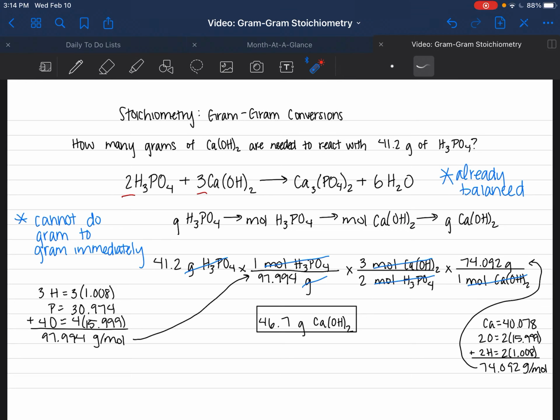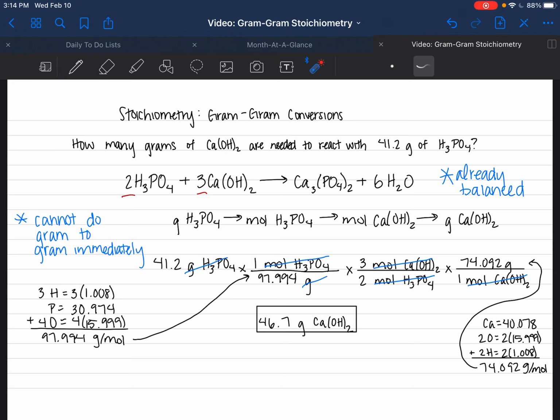So the reason for that is those numbers in front of our balanced equation, those coefficients, these are for moles. It is not the same thing as grams. So we need to go from grams to moles, and then from moles back to grams. So let's go ahead and look at what that looks like.